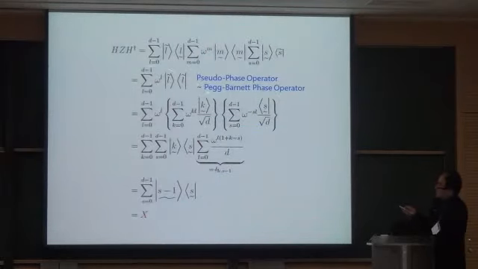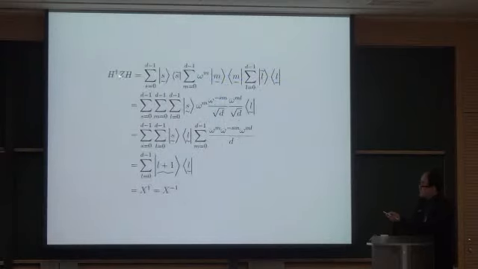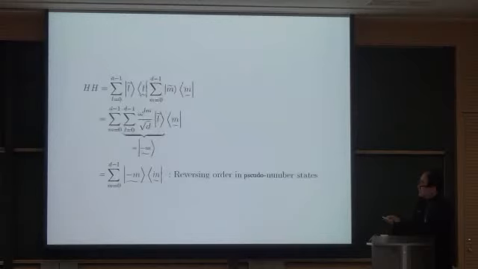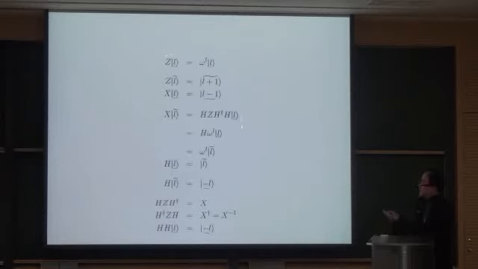And I summarize some of the operator relations. Hadamard Z Hadamard dagger gives you the X operator. Hadamard dagger Z Hadamard will give you X inverse. And Hadamard squared will give you this kind of operator that is reversing order in pseudo-number states. And this is a summary of these operator relations.